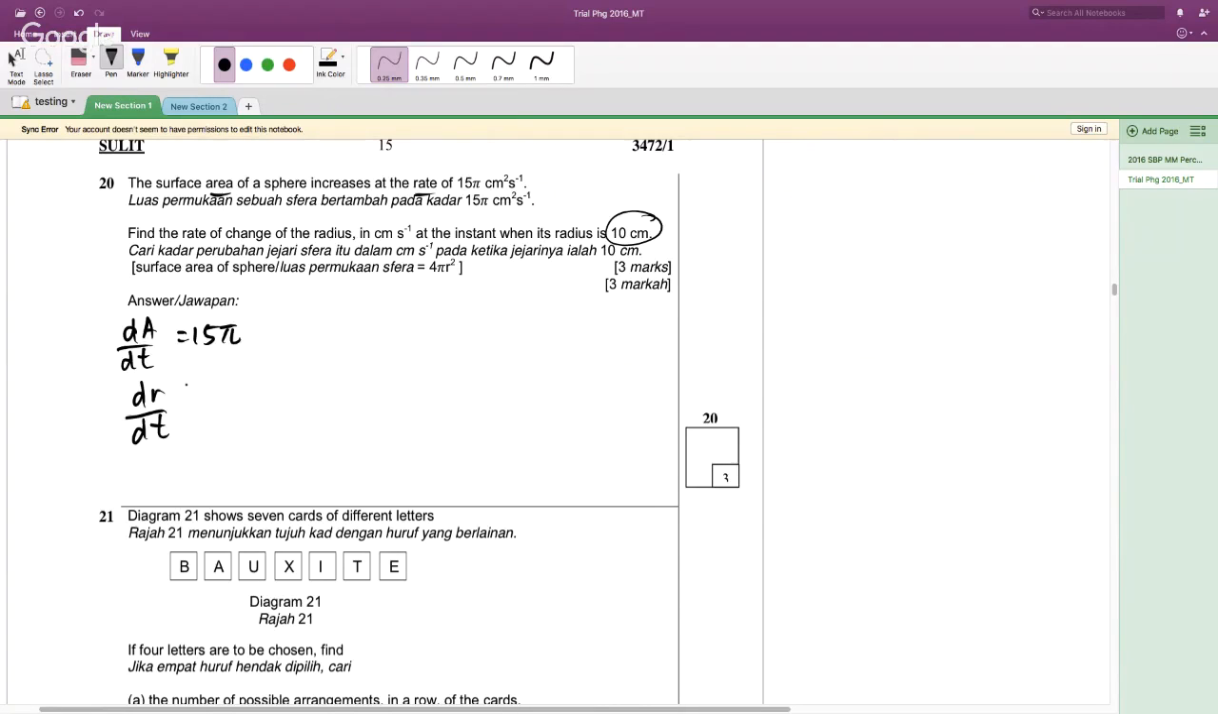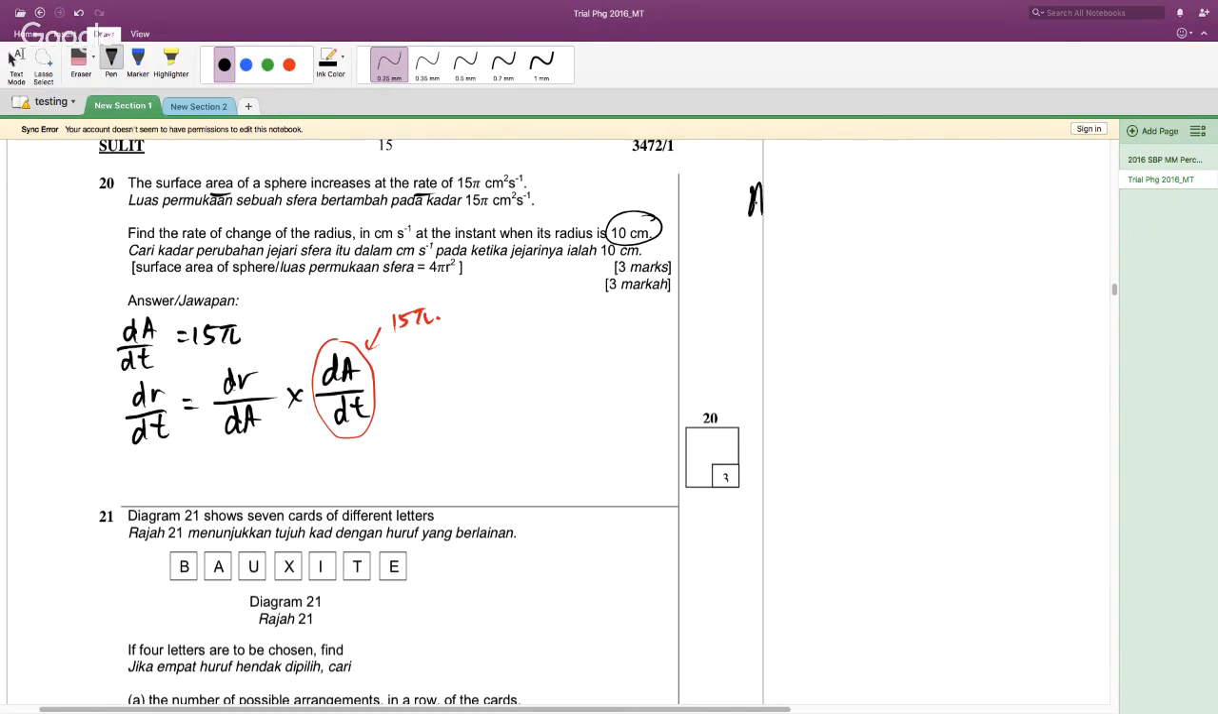Okay, so in order to do this one, I will first form a chain rule. dr on the top, dt at the bottom. I know I still have a dA, so I will add the dA in between. I already have this one, dA/dt, which is 15 pi. Yeah, it's nothing very hard here. But then I don't have something to do with A and r.